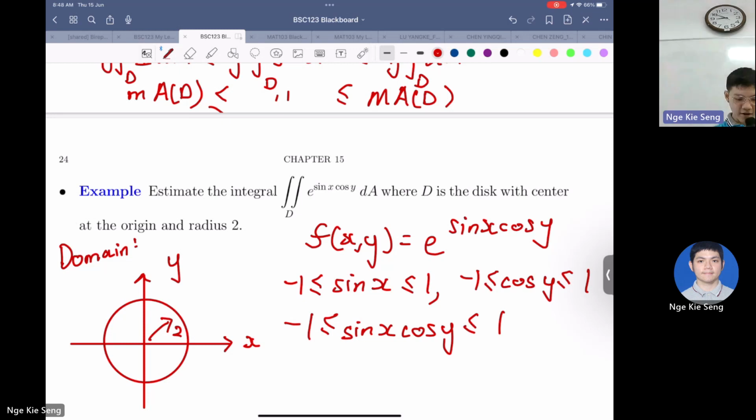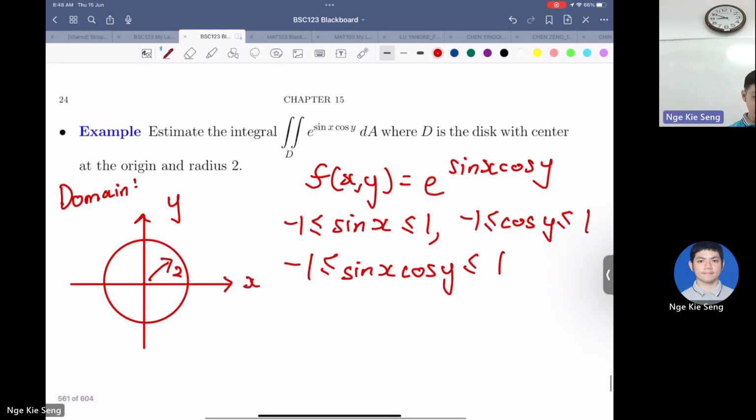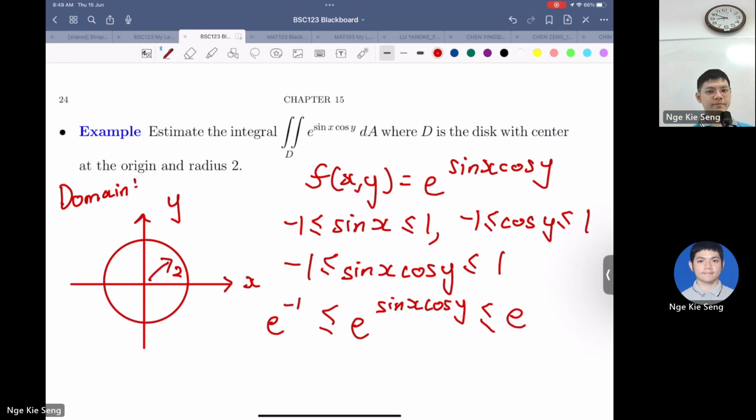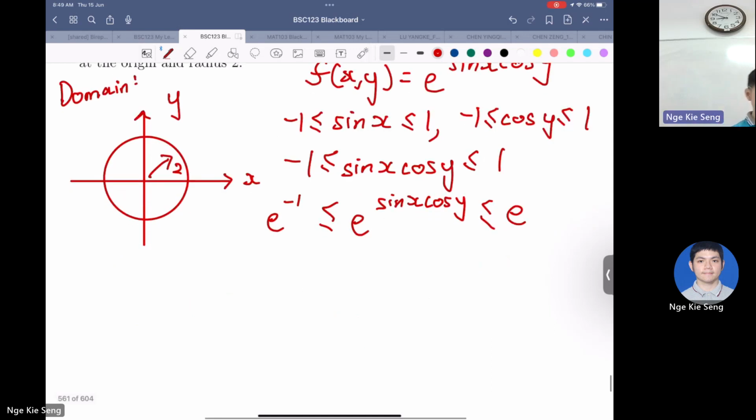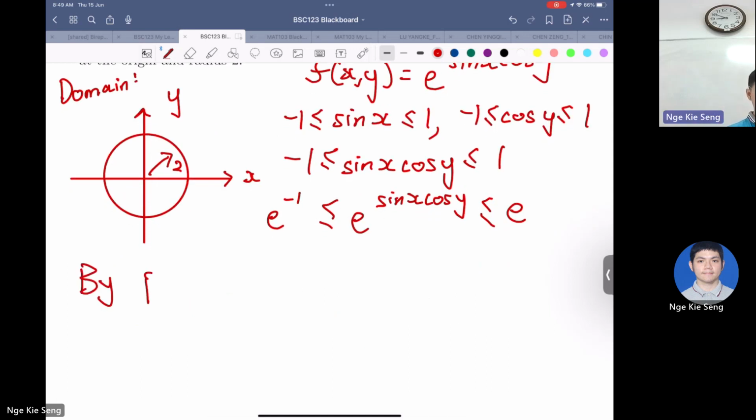So we can bound the power, meaning we can bound the exponential function between e to the -1 and e. So by property 3 just now, how do we bound this integral in the middle here?